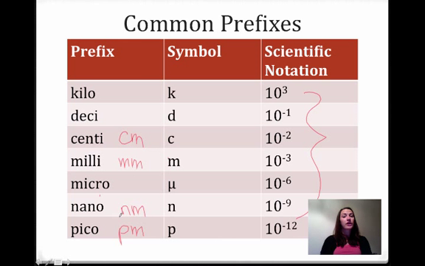So I want you to write this down in a chart as well. You will need to know these. You will need to reference these.